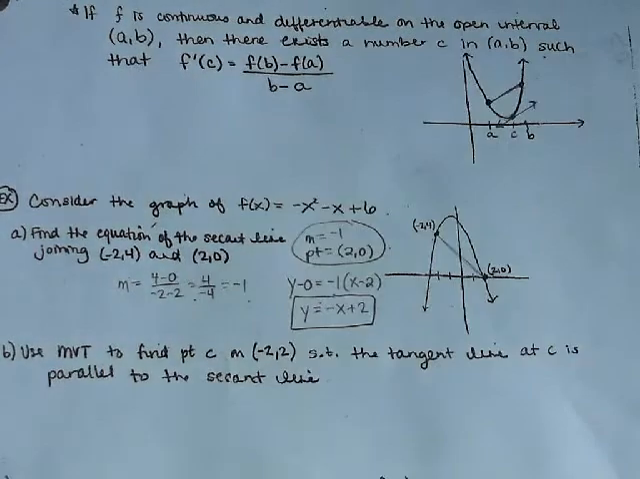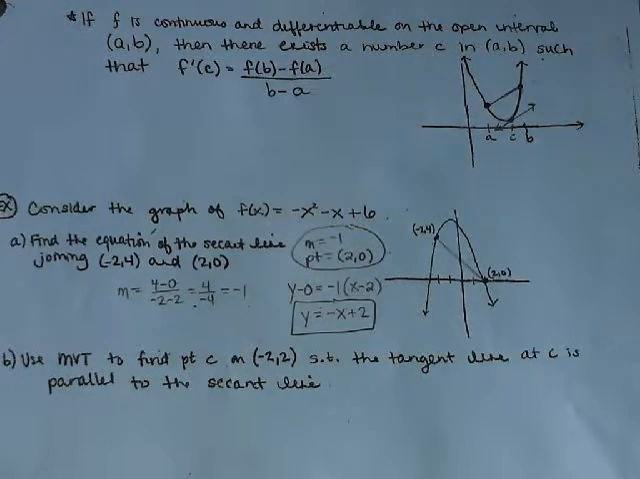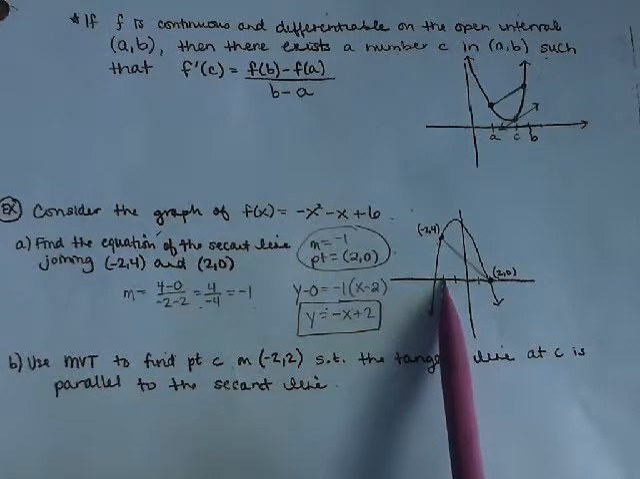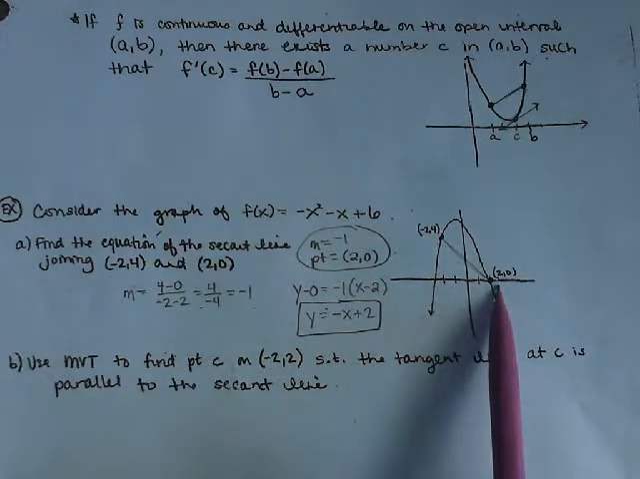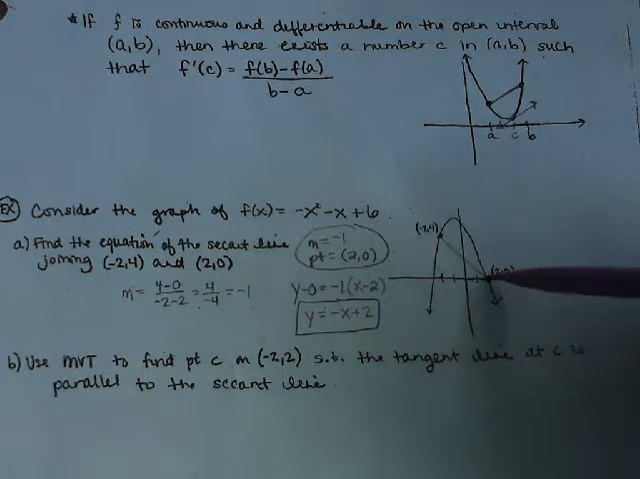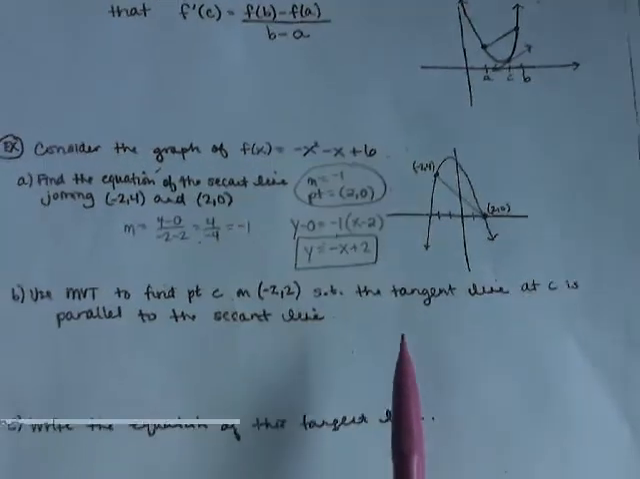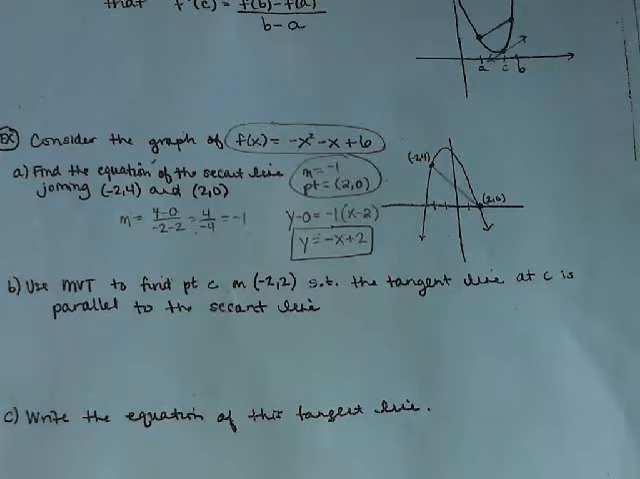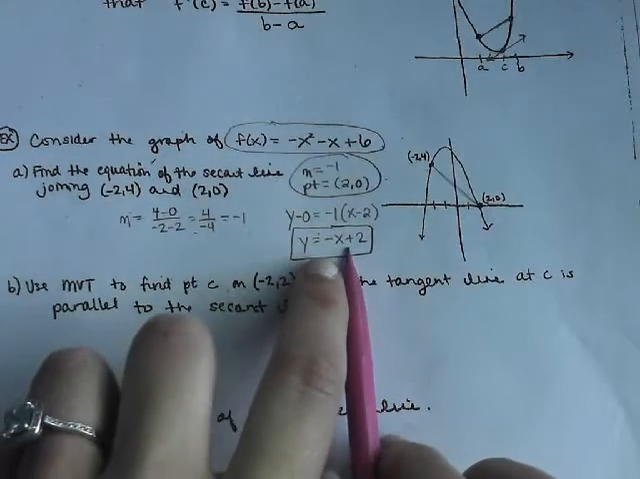Now we're going to try to locate, as part B suggests, using the mean value theorem, the point C that's in that interval from negative 2 to 2. So somewhere between the x-coordinate of negative 2 and the x-coordinate of positive 2, there's a C value such that f prime of C will equal exactly the same slope that this one has. So with our function, what do we want our derivative to equal? What do we want the slope of our function to equal? Negative 1. Very good. We want it to be the same as the slope of that secant line joining endpoints.